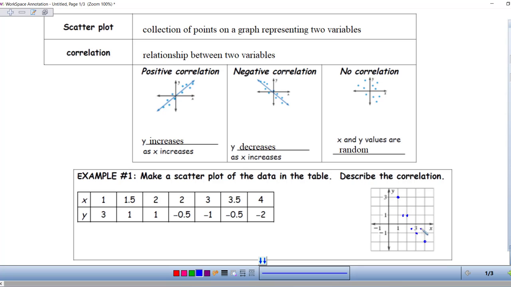So if we look at all of these points in general, they are going down. This is a negative correlation.